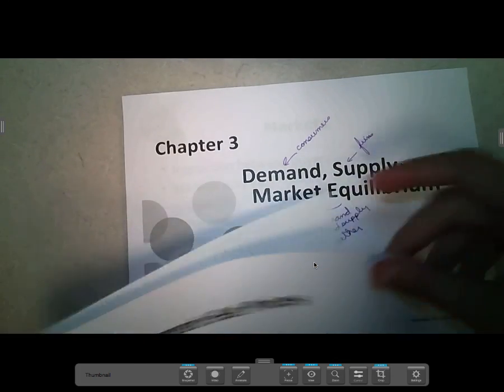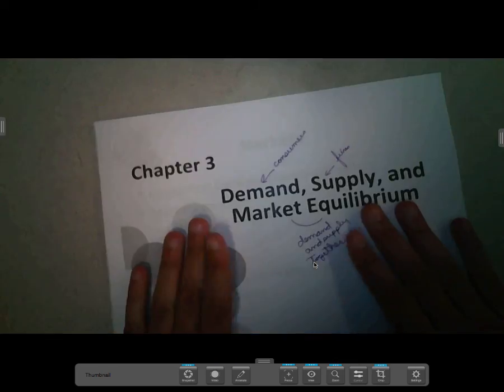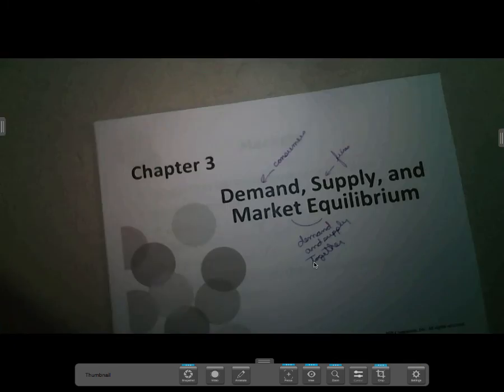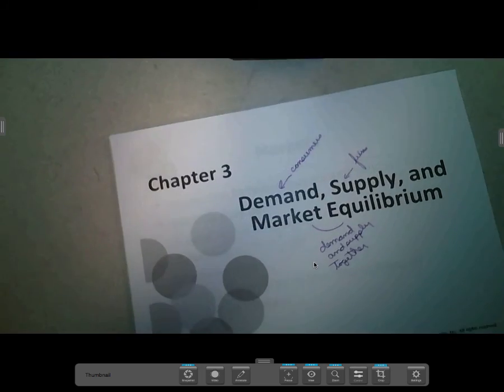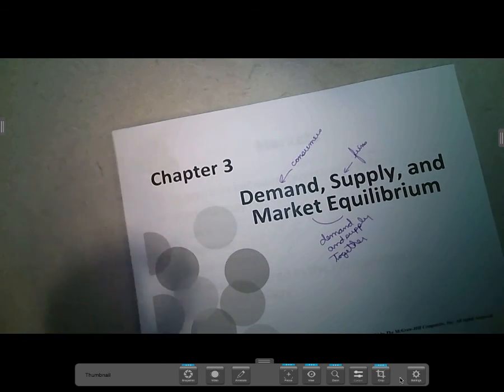Okay, so what remains is, I believe, an appendix to this chapter. I'm going to break that up into a separate lecture, but for now I'm just going to leave this as it is right now. Okay.